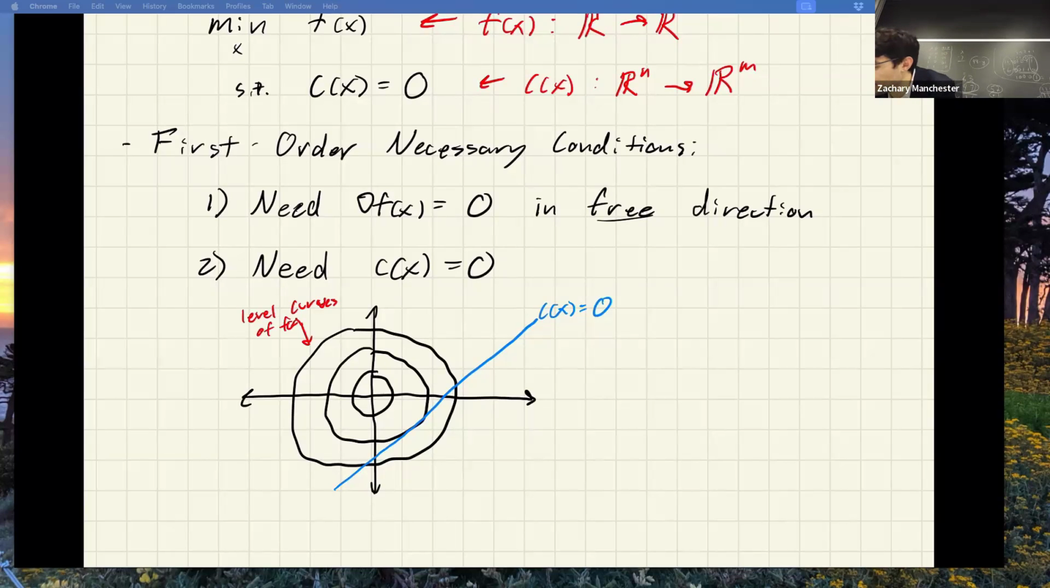So I've got f, in this case R2 to R. We're in the plane, and then C in this case is also R2 to R, because I can only have one constraint, and otherwise I've got nowhere left to go. If I had two constraints here, I'd be stuck. I've only got 2 degrees of freedom to begin with.